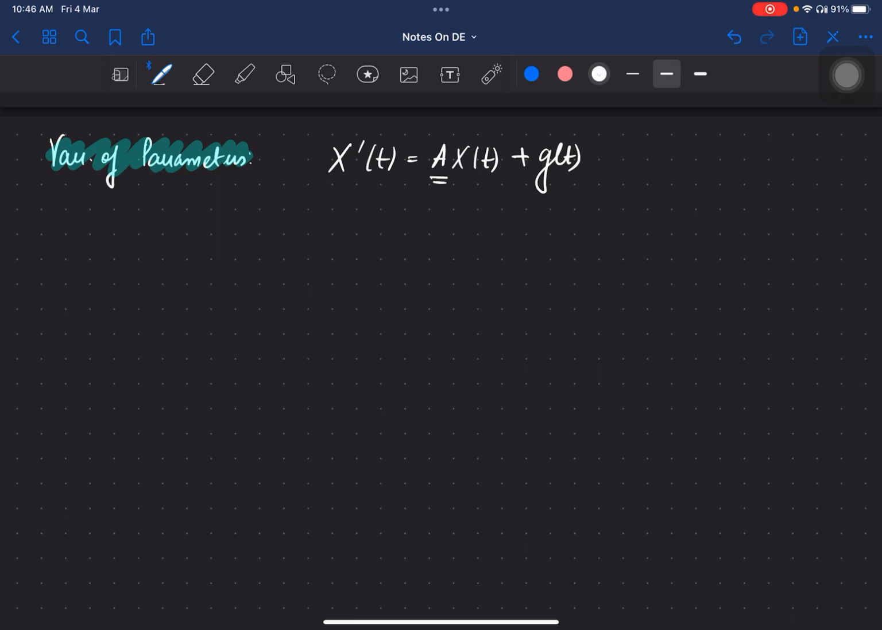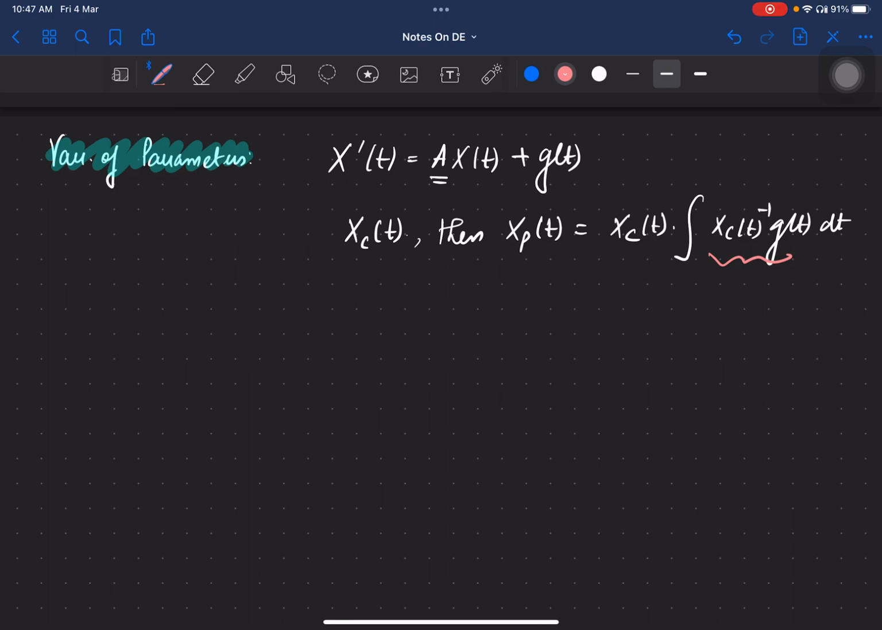This matrix will give you the eigenvectors and eigenvalues, those things. So from there you create X_c. Okay. Then how to find the particular solution? This is given by X_c(t) times the integral of X_c(t) inverse g(t) dt. Okay, so this is matrix multiplication, so this is fine, but integration is pointwise, meaning entry-wise integration. So this is the main thing.